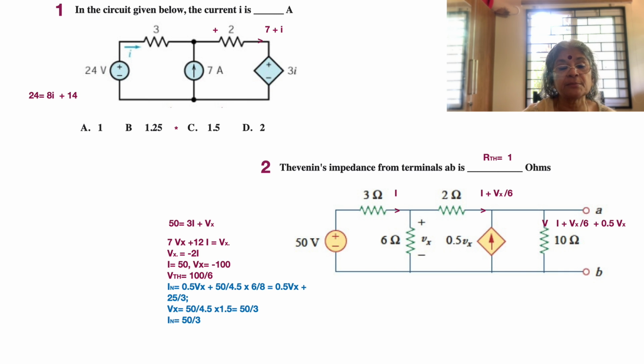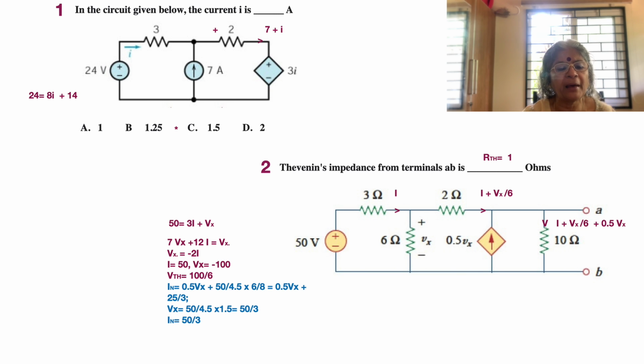Okay, so now Vx by 6 plus I starts to flow through 2 ohms. It arrives at the junction atop the 0.5 Vx current source that also joins it. So in total, we are now having all the three currents, that is I plus Vx by 6 plus 0.5 Vx flowing through the 10 ohm resistor and creating the Thevenin's voltage. Okay, so this is the first thing that we are doing.